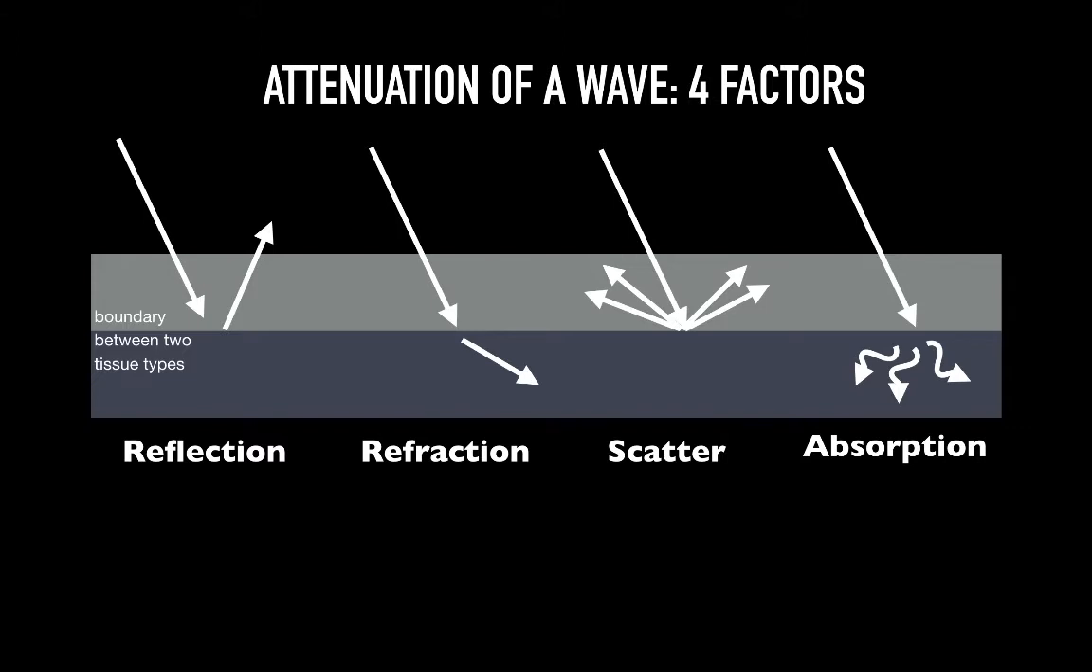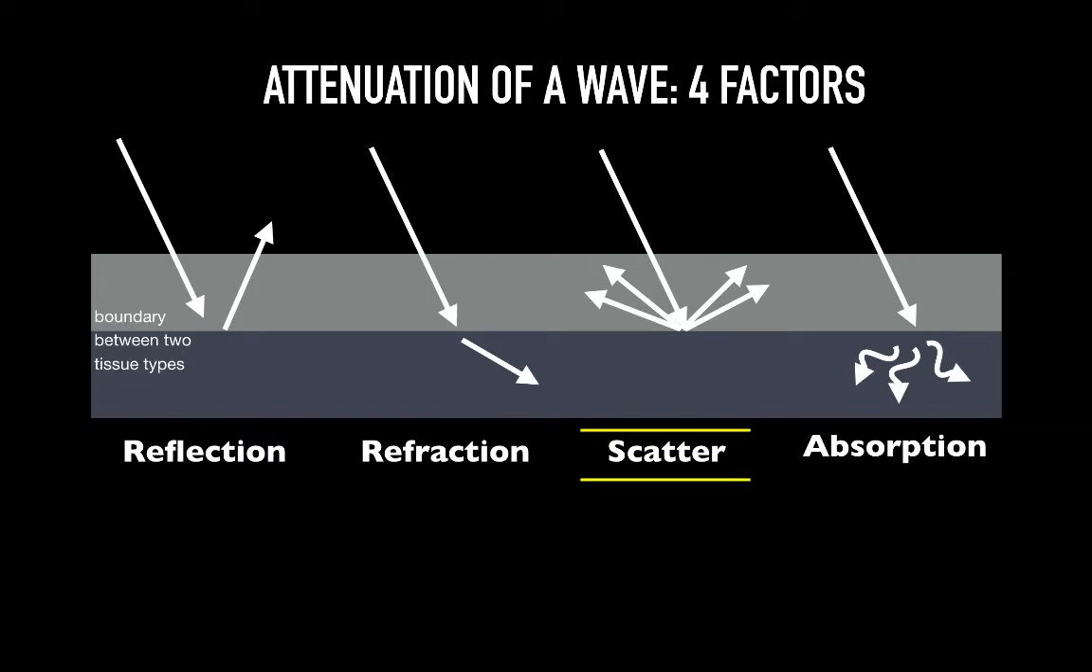Interestingly, it is the juxtaposition of tissue types, or tissue boundaries, that makes imaging possible. At this boundary, sound waves can be reflected. On the left, the sound wave is reflected directly back, much like light off a mirror, the primary interaction that generates a B-mode image. It can be refracted, like light passing through a prism, resulting in directional change. It can be scattered, sending sound waves off in all directions.